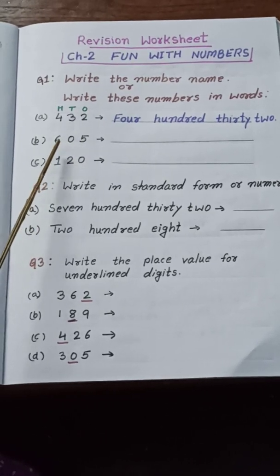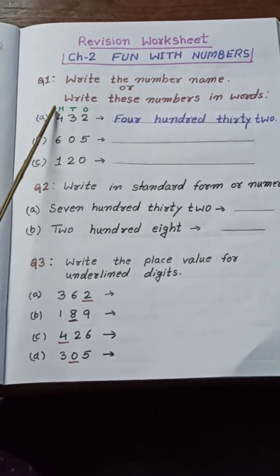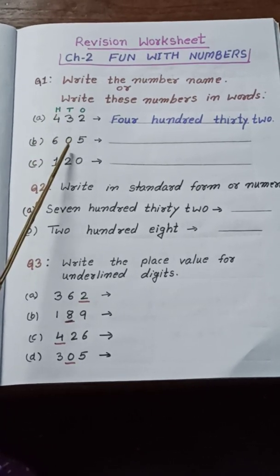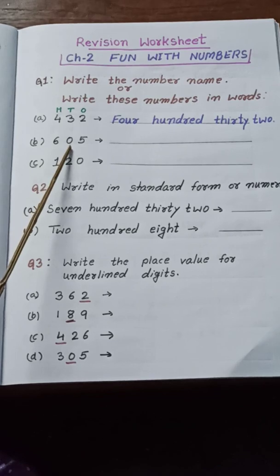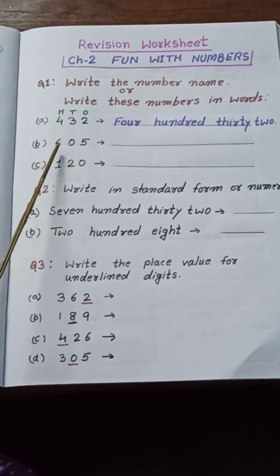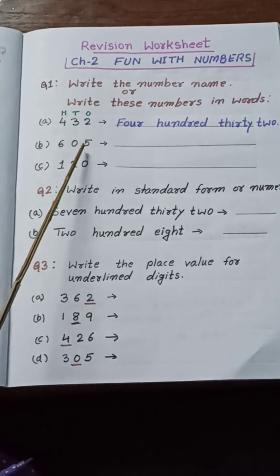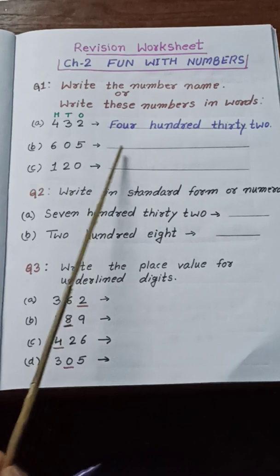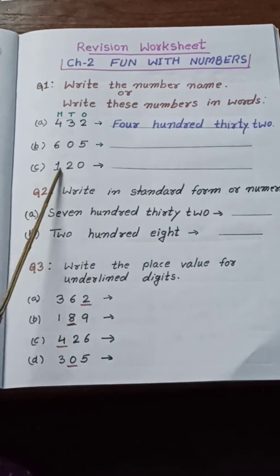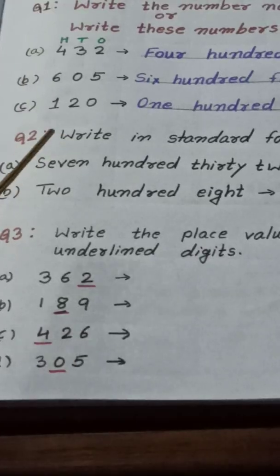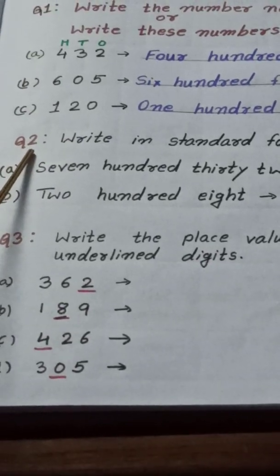Same way, here is written 605. So what do we write, students? Again 6 is standing on the 100 place, so we say 600, and 0 is on the tens place, so we will not say 0. We will directly say 5. It means 605. Okay, students, you will write in your notebook. Same way you will do here, 120.